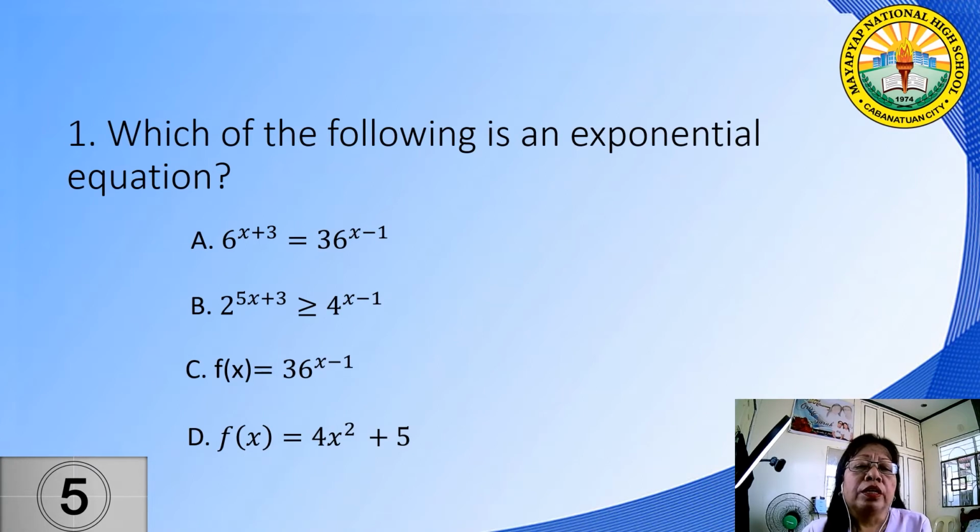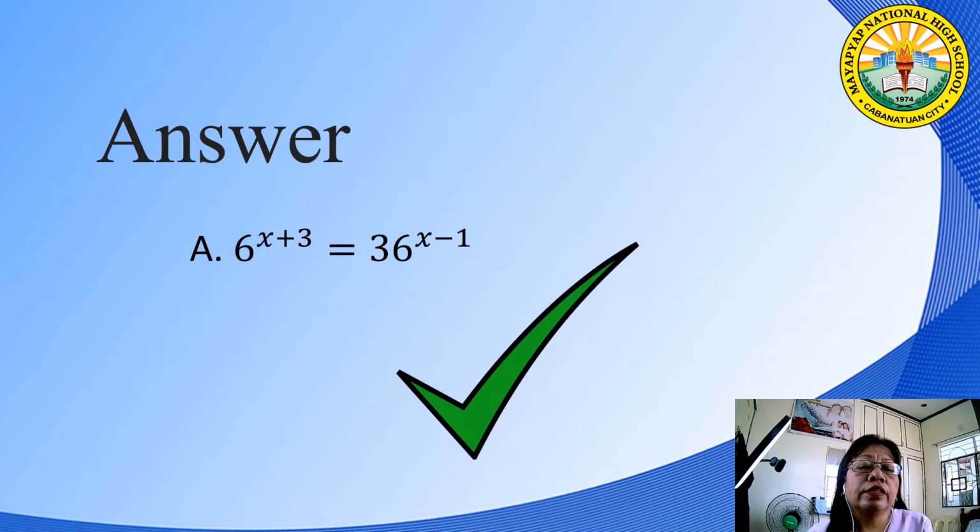Question number 1. Which of the following is an exponential equation? What do you think is the answer? Time starts now. The answer is letter A. 6 raised to x plus 3 equals 36 raised to x minus 1.